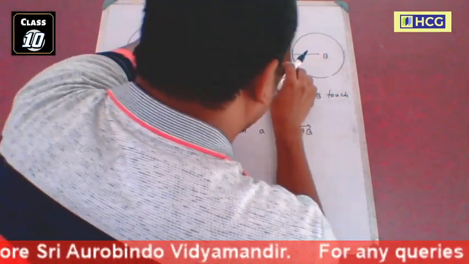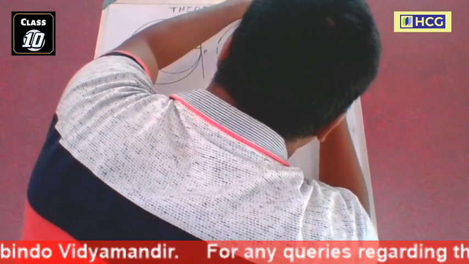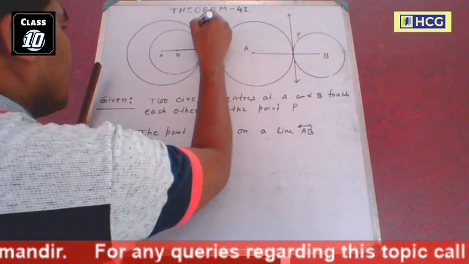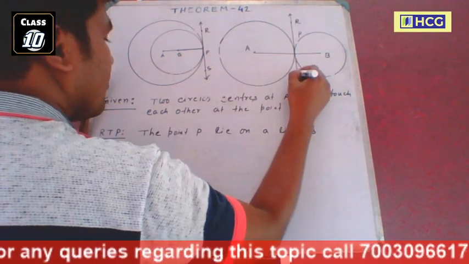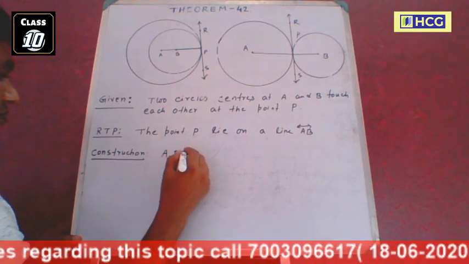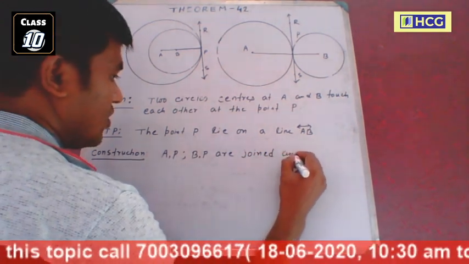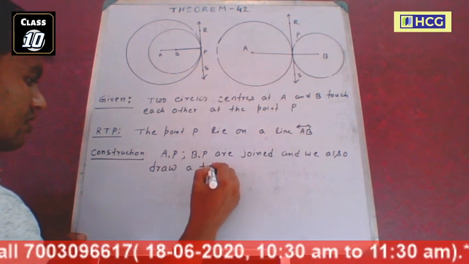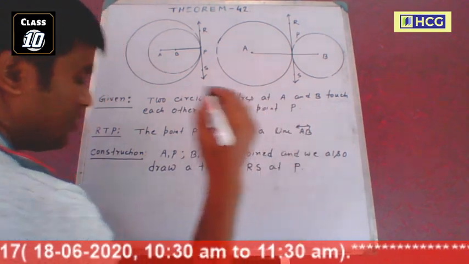This is the point P, and this is the tangent line. The tangent is RS. The construction is: AP and BP are joined, and we also draw a tangent RS at P.